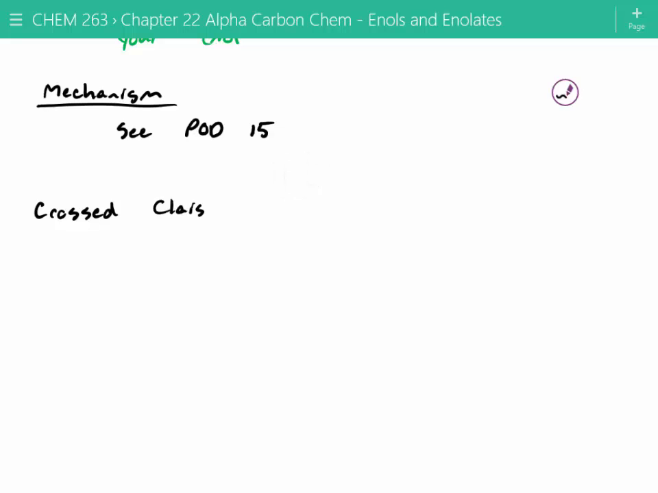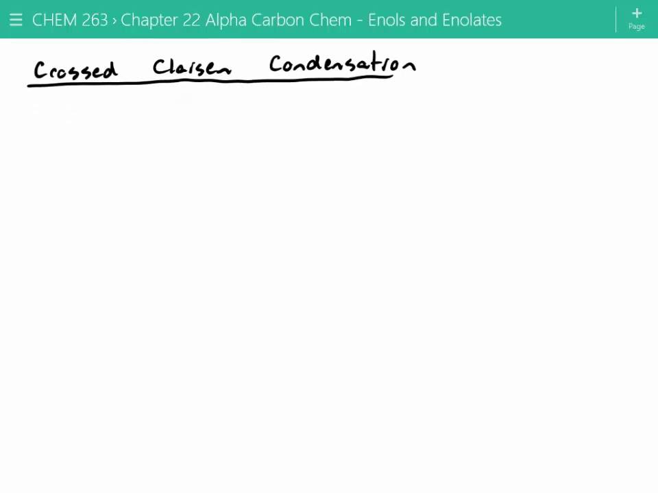We saw crossed aldol condensation reactions yesterday. You can do the same thing with Claisen condensations too. So cross Claisen condensation. And with a cross Claisen condensation, you can use two different types of esters. And so let's take an example of this.